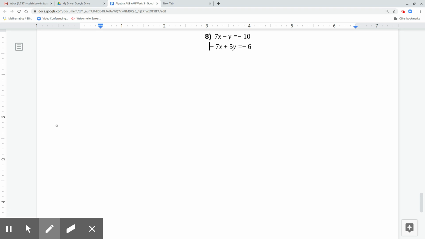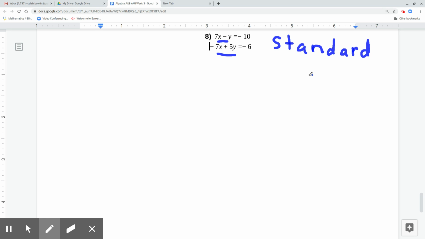Now we're going to do question number 8 from your assignment. That's 7x minus y equals negative 10, and the second equation is negative 7x plus 5y equals negative 6. First we decide which method we should use. Remember, if an equation is set up with x and y on the same side of the equal sign, like in these equations, it's written in what we call standard form. When both equations are in standard form, usually we will use the elimination method in order to solve.